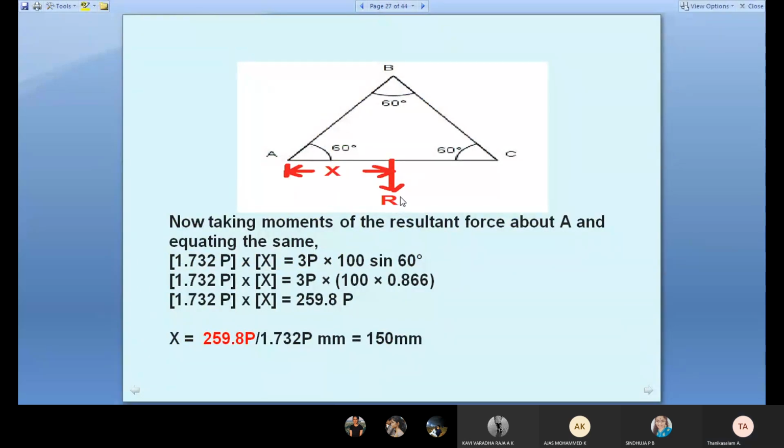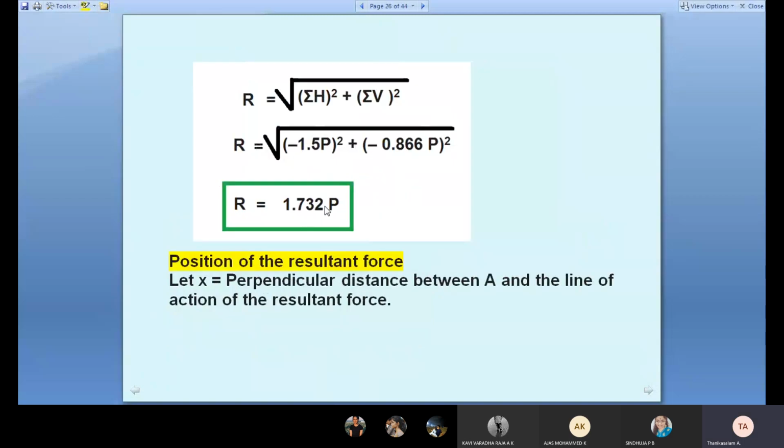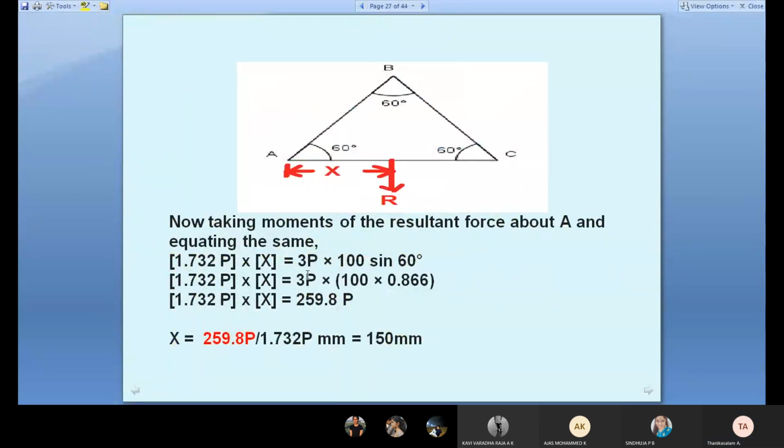Just apply Varignon's theorem. What is Varignon's theorem? The moment of the resultant force equals the summation of the moments of the individual forces. So here, point A is the reference point. Understand, students? A point is the reference point. So R into X, the resultant force moment. We know the resultant is 1.732 P into X, equal to the summation of individual force moments.